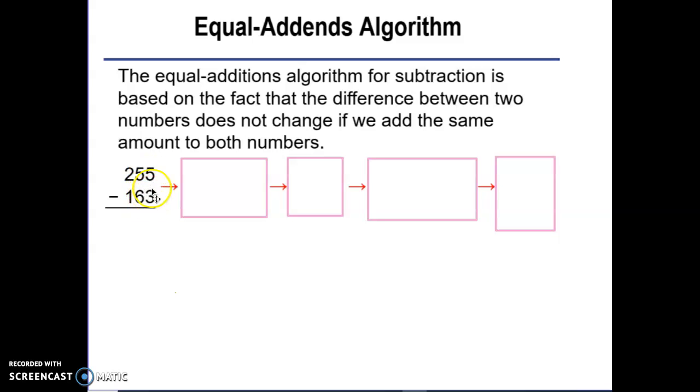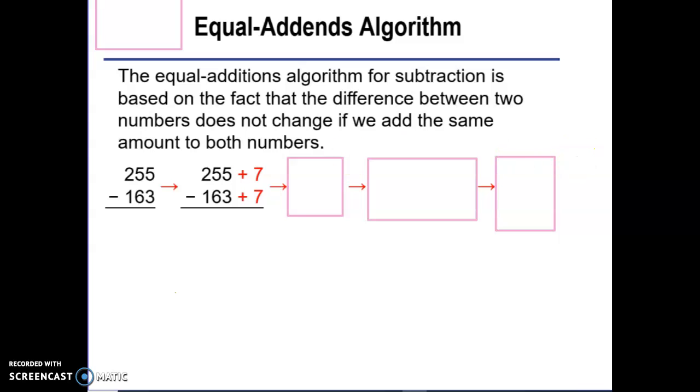Okay, so let's start here in the ones place. What number do I need to add to 3 to make a 10, to force a 0 right there? Well, that's going to be a 7. So if I add 7 to 163, I also have to add 7 to 255 in order not to change the difference or the distance between them.